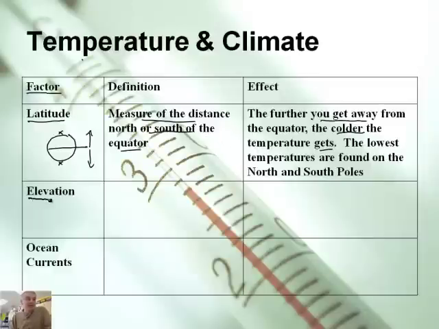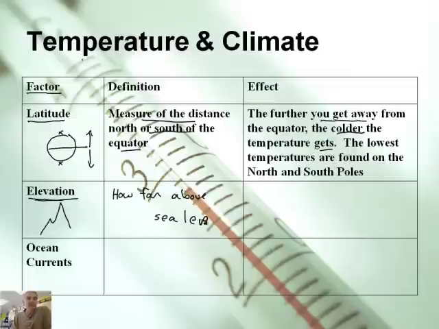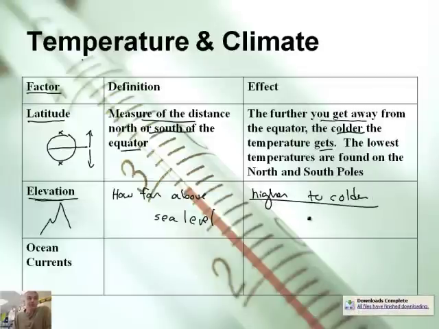The second thing has to do with elevation, and that's particularly cogent to where we live here in Woodland Park. So if you live in a mountainous region, then that has an effect, right? Elevation is just how far above sea level something is. Now, what's the effect? Of course, the higher you go, the colder it gets. And I'll talk some more about that later. That's going to have an effect on temperature too, isn't it?